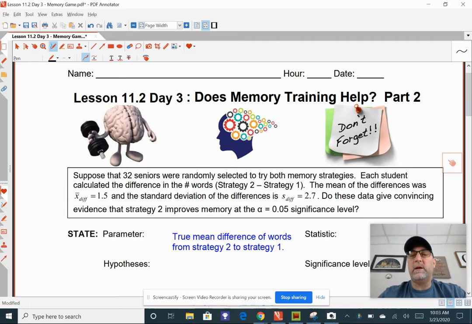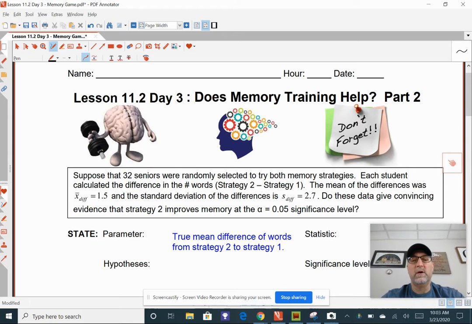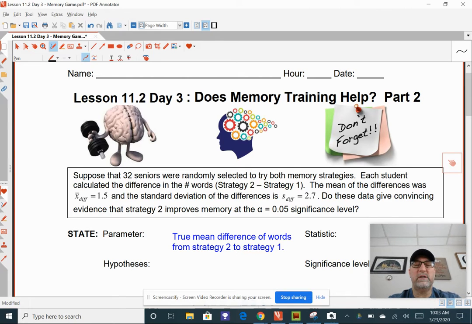All right, does memory train help? So this is the mean difference. So this is basically a matched pairs. We have one individual with two different measurements or two different pieces of data by that individual. So it says suppose 32 seniors were randomly selected. So there we go. We got a random sample to try both memory strategies.